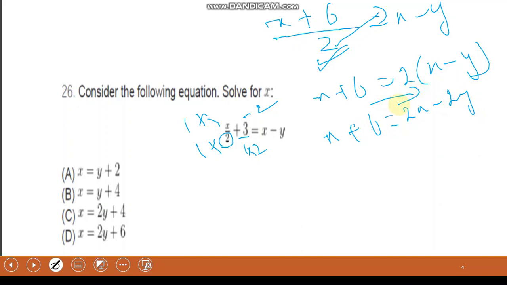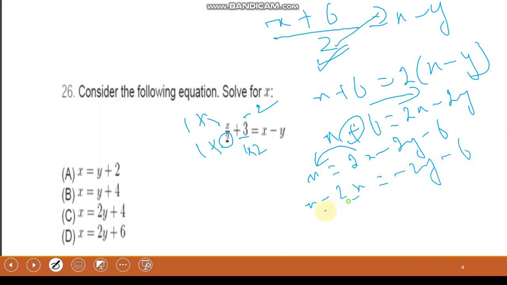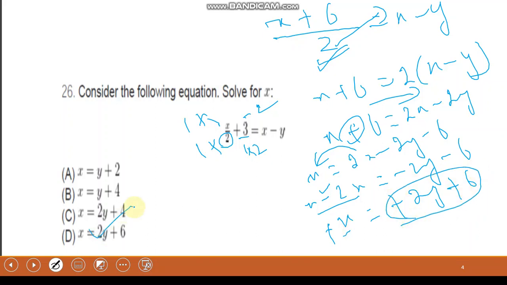This 6 will go there because we have to get the value of x. x is equal to 2x minus 2y, it will become a negative sign because on the left side it was a positive sign. Now you have x minus 2x is equal to minus 2y minus 6. This will become minus x. Why is it minus x? Because the negative is with the bigger value. Minus x is equal to minus 2y minus 6. That all becomes positive. So x is equal to 2y plus 6. This is your right answer.